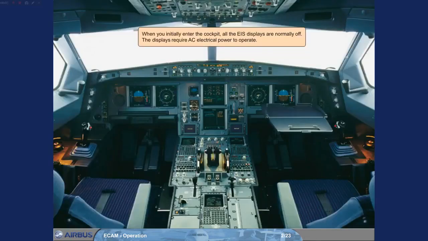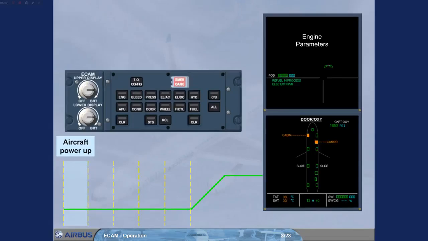When you initially enter the cockpit, all the EIS displays are normally off. The displays require AC electrical power to operate. The engine warning display information is displayed on the upper Ecam screen, and the door oxy system page is displayed on the lower Ecam screen. The door oxy page is what the Ecam system will automatically display, because you are on the ground with the doors open.